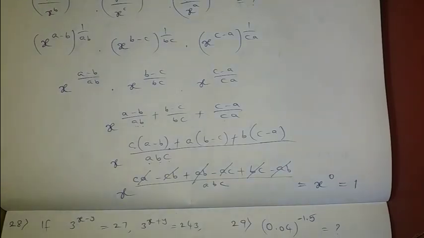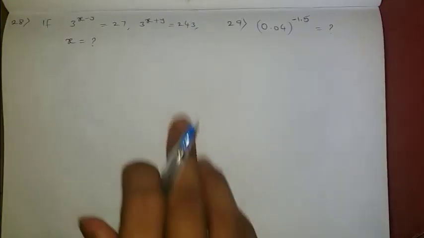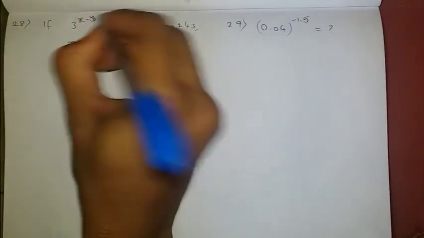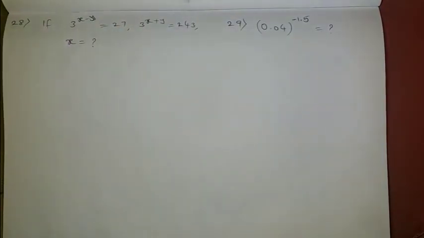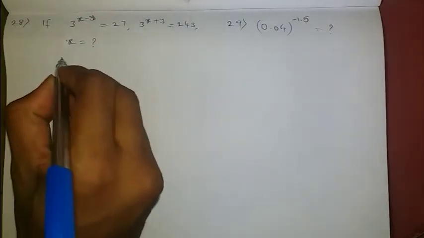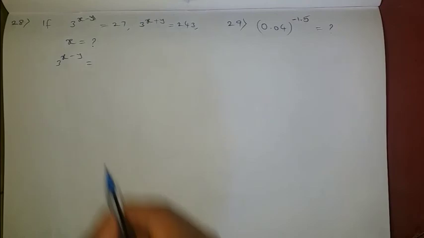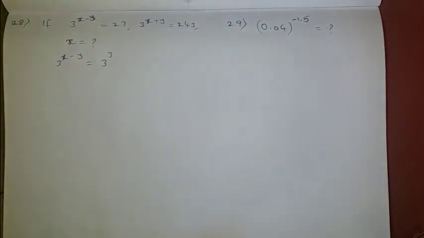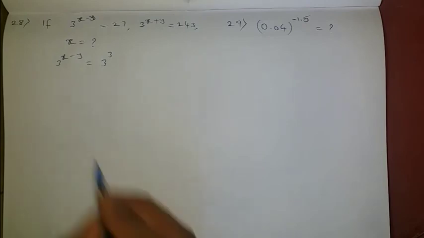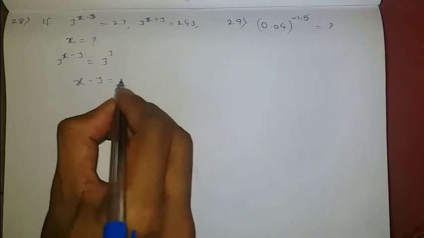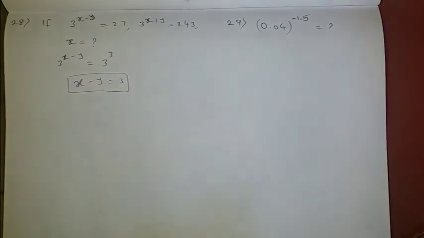Okay, let's move to the next question. If 3^(x−y) is equal to 27 and 3^(x+y) is equal to 243, then what is the x value? So 3^(x−y) is equal to 27. That 27 can be written as 3 cube. Both the bases are equal, so powers are also equal, that is x − y is equal to 3.